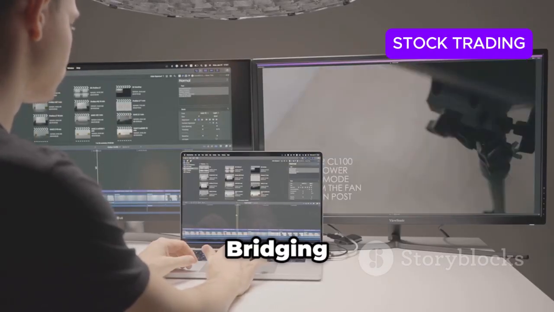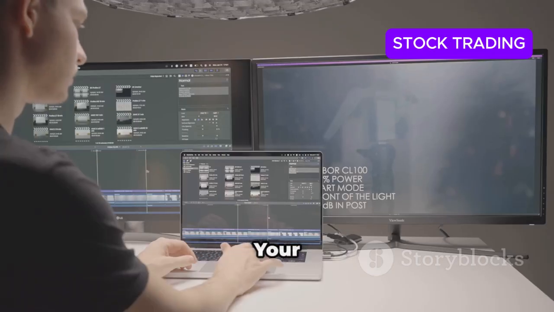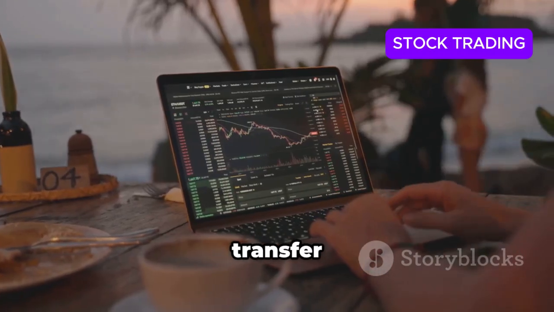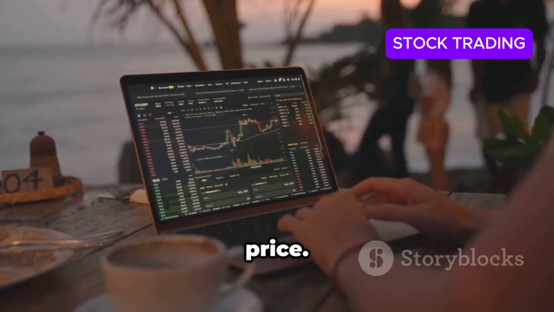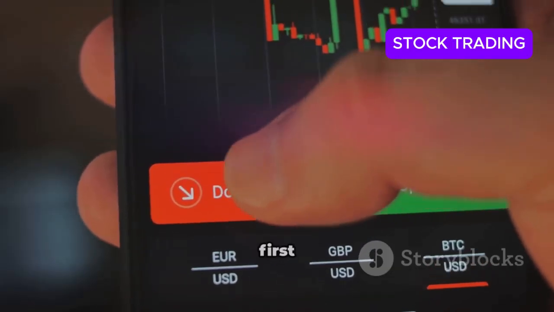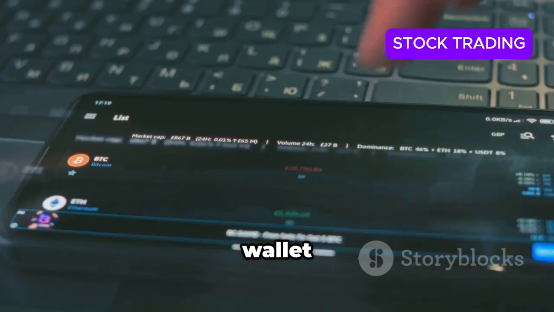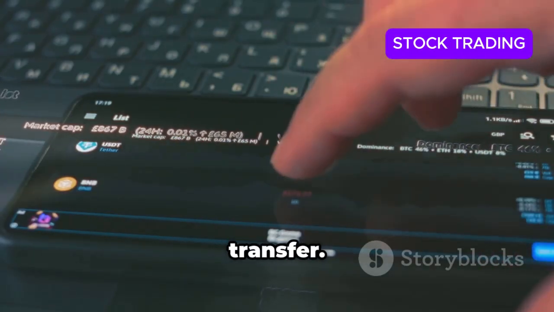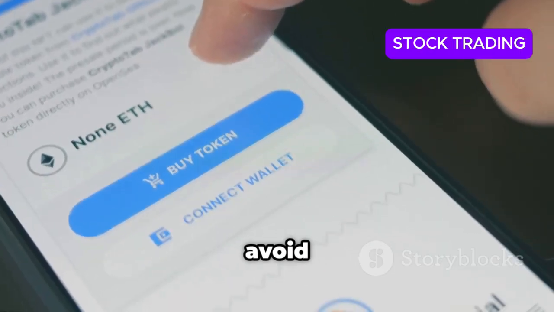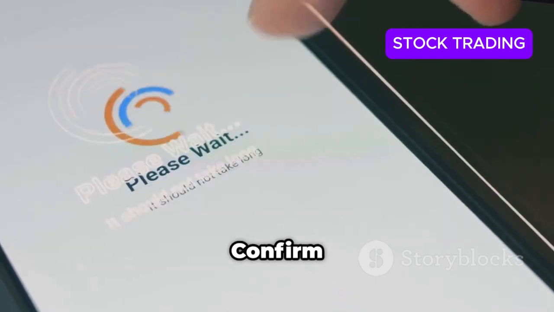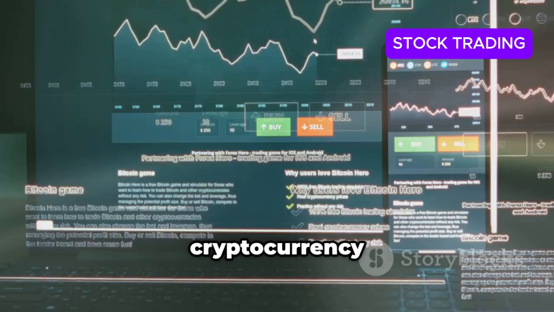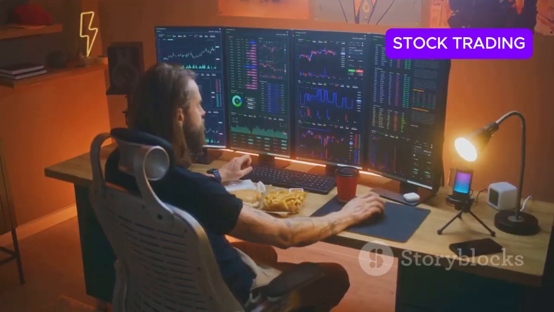Section 7. Bridging the gap. Transferring your cryptocurrency. After purchasing the cryptocurrency, you need to transfer it to the exchange with the higher price. Go to the withdrawal section of the first exchange. Enter the wallet address of your second exchange and the amount of cryptocurrency to transfer. Double-check the address to avoid losing your funds. Confirm the withdrawal. The transfer time varies depending on the cryptocurrency and network congestion.